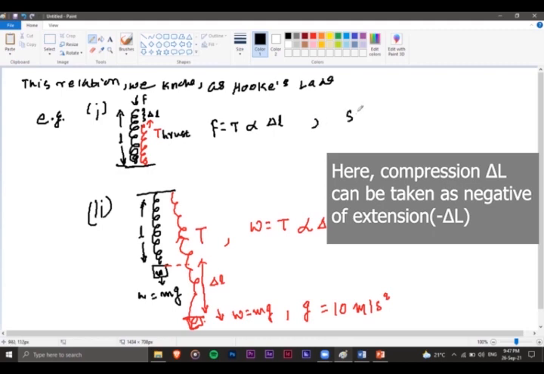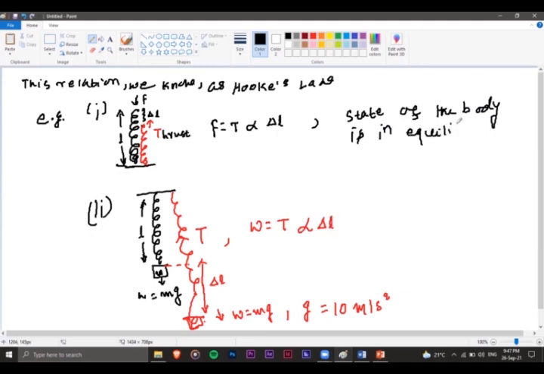the state of the body is in equilibrium.